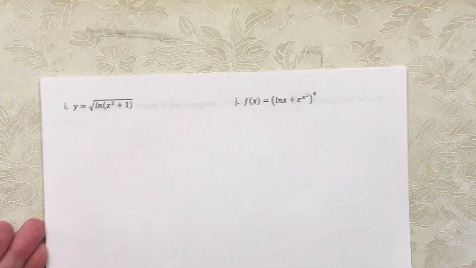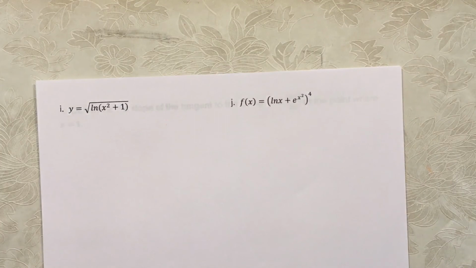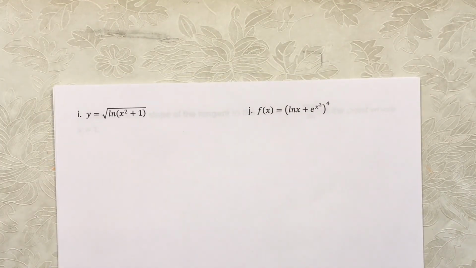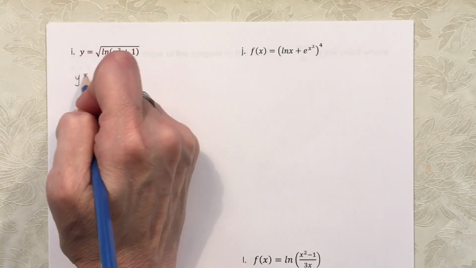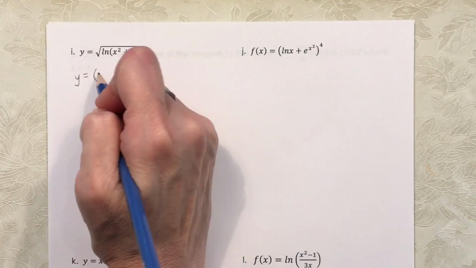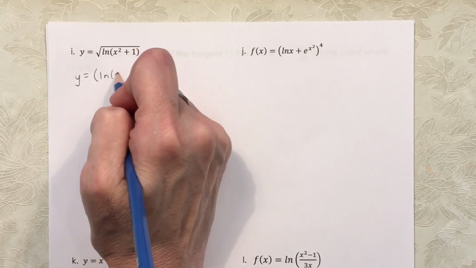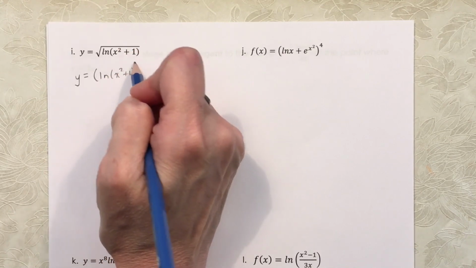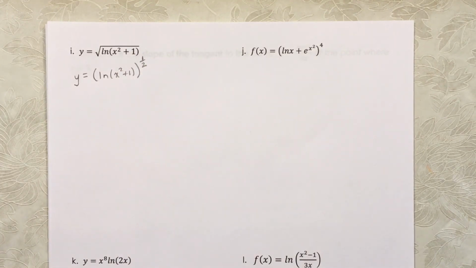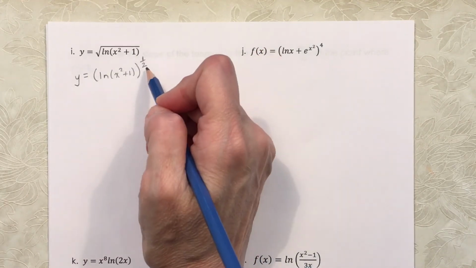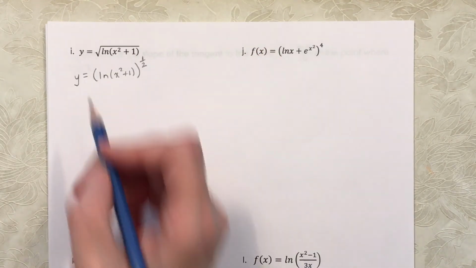On to I. So y equals the square root of the ln of x squared plus 1. So first I'm going to rewrite that. So it's in brackets, the ln of brackets again, x squared plus 1 all to the half. So I'm changing it from radical form to exponential form. And then if I see something all to an exponent, I know that that's chain rule first.